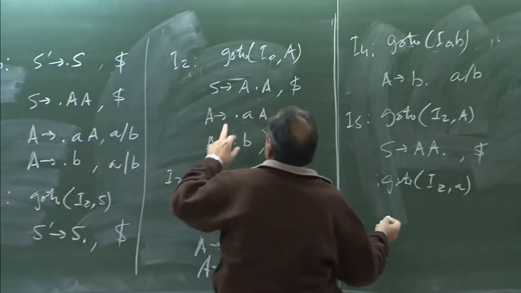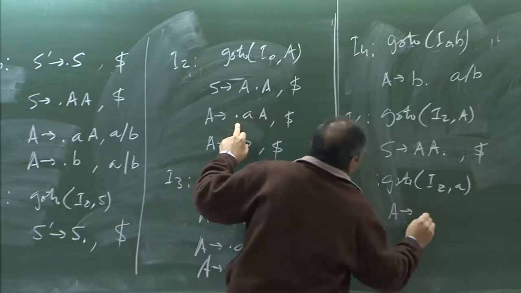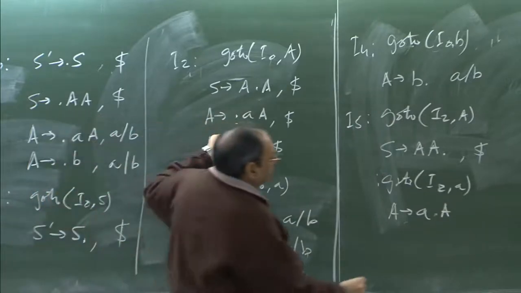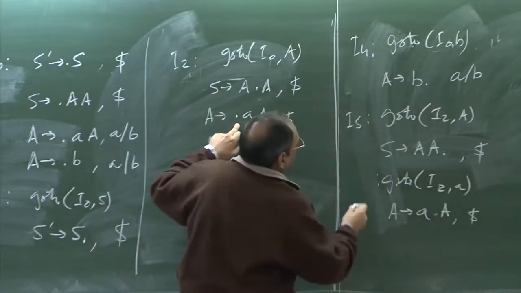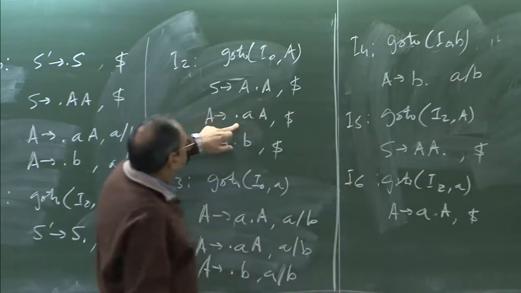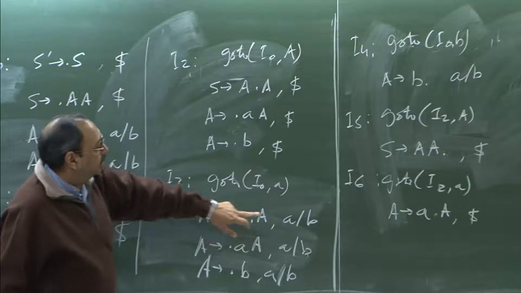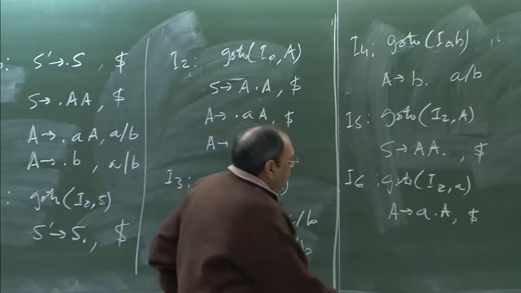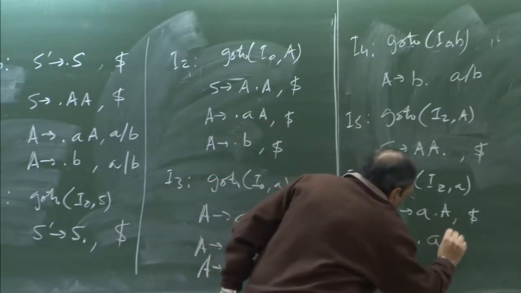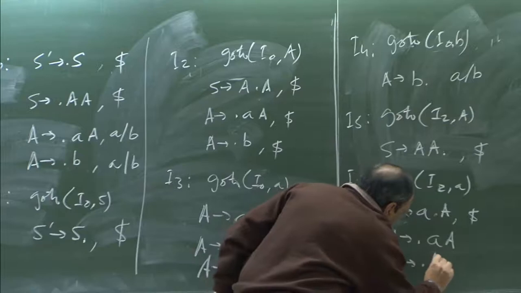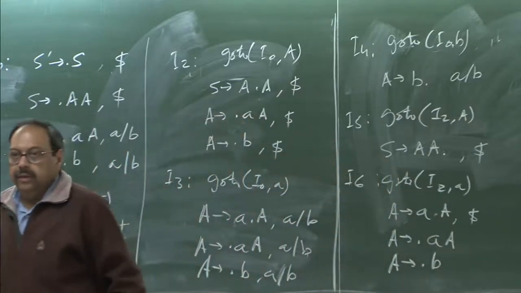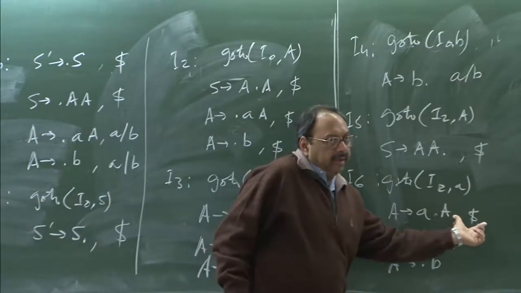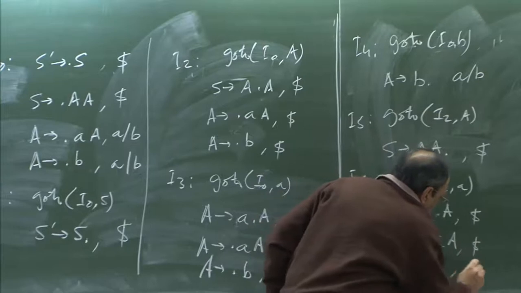So this says now I will have A goes to a dot A. I'm coming from here, right? And this is giving me a look ahead of dollar. Let me call this I6. This is not the same as the earlier state because the look aheads are different. Now I will take closure here. This closure is saying A goes to dot A and A goes to dot B. And what will be the look ahead symbols here? Dollar again, right? So I'm looking at first of epsilon dollar, which gives me a dollar.